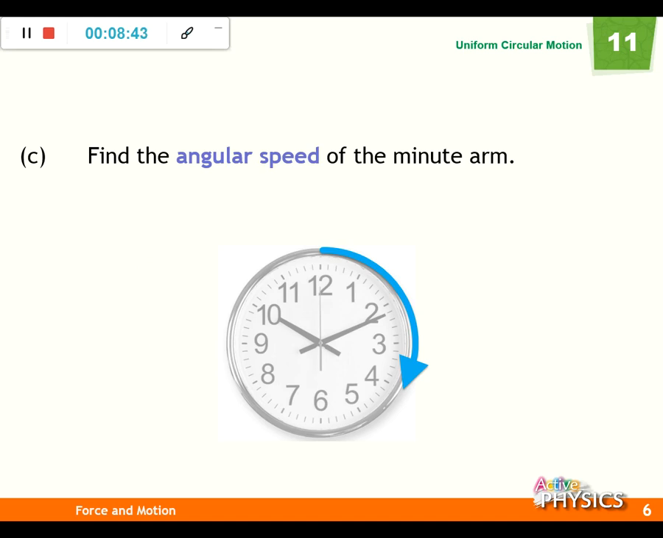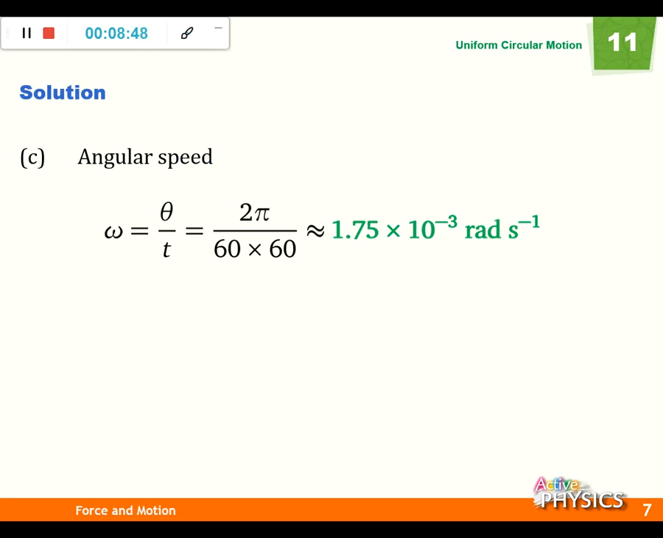How about this? The angular speed of the minute arm. By definition, angular speed is similar to angular velocity, just without the direction. For one cycle, it should be 2π radian. For one cycle, the total number of seconds in it should be 60 times 60. It should be this.